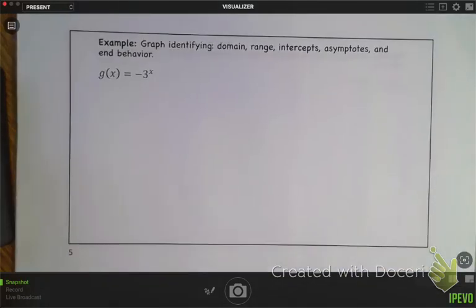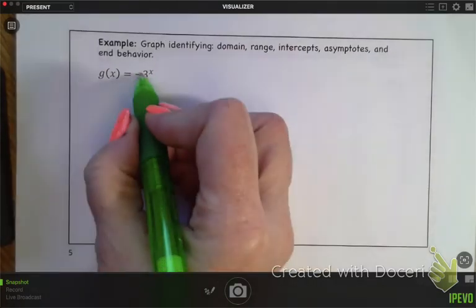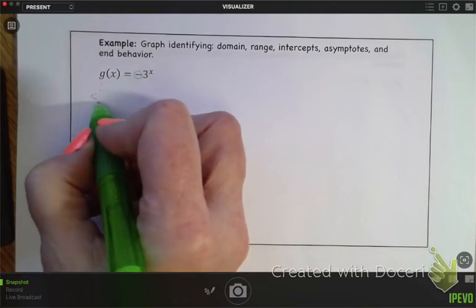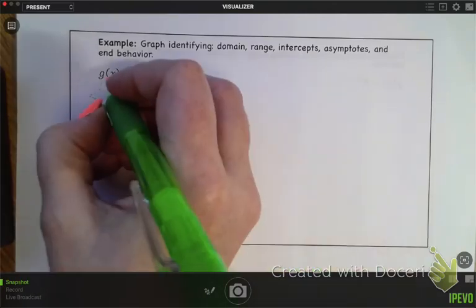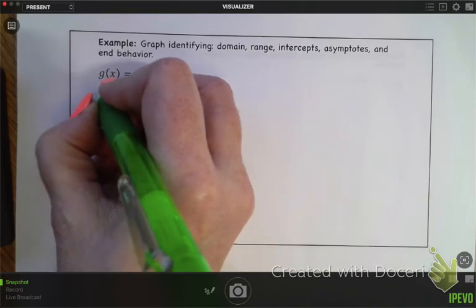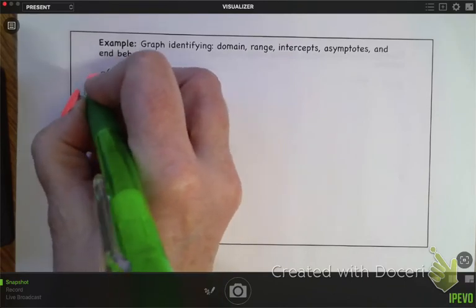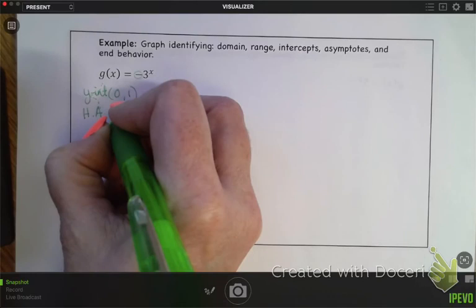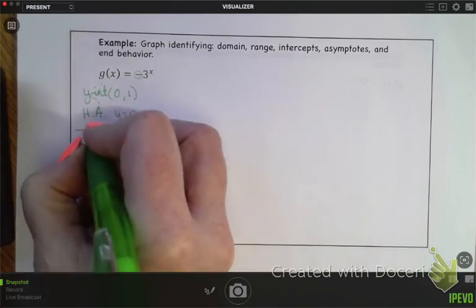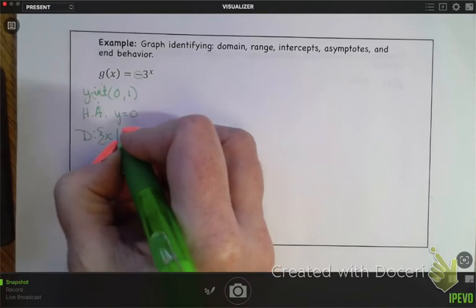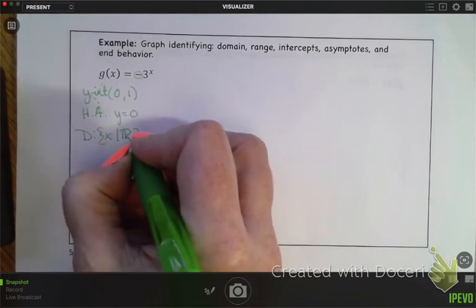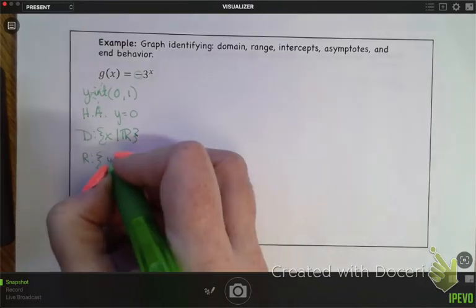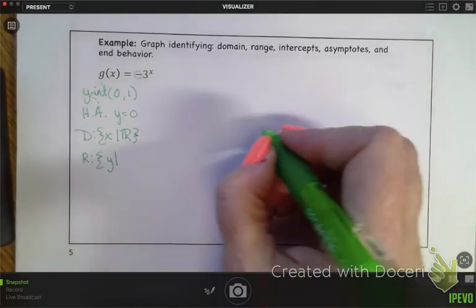Okay, so let's use that H and K and all that. Well, this is a negative. That's that negative A. So instead of going up, it's going to go down. It's not going to change my y-intercept. It's still going to be (0, 1). My horizontal asymptote is still going to be y equals 0. My domain is still going to be x such that x is the set of all real numbers. But it is going to affect my range and my end behavior. So let's graph it and see what happens.